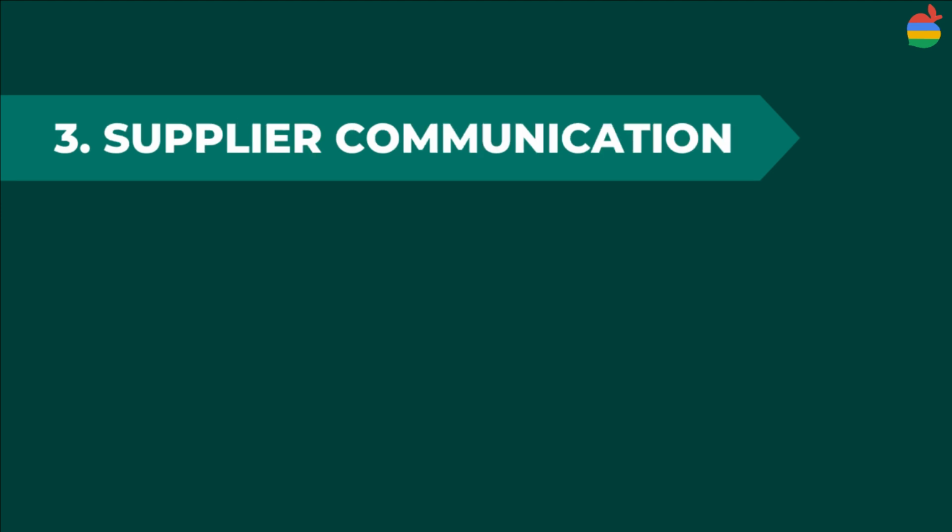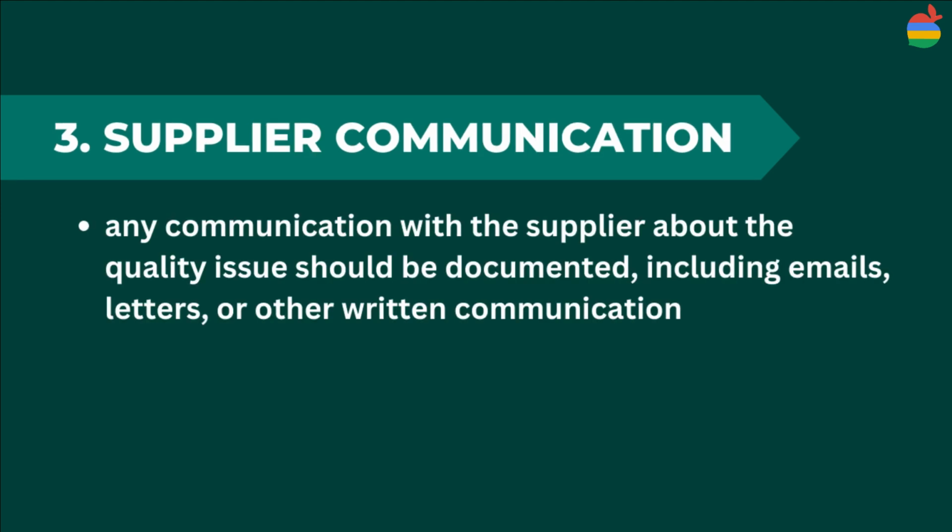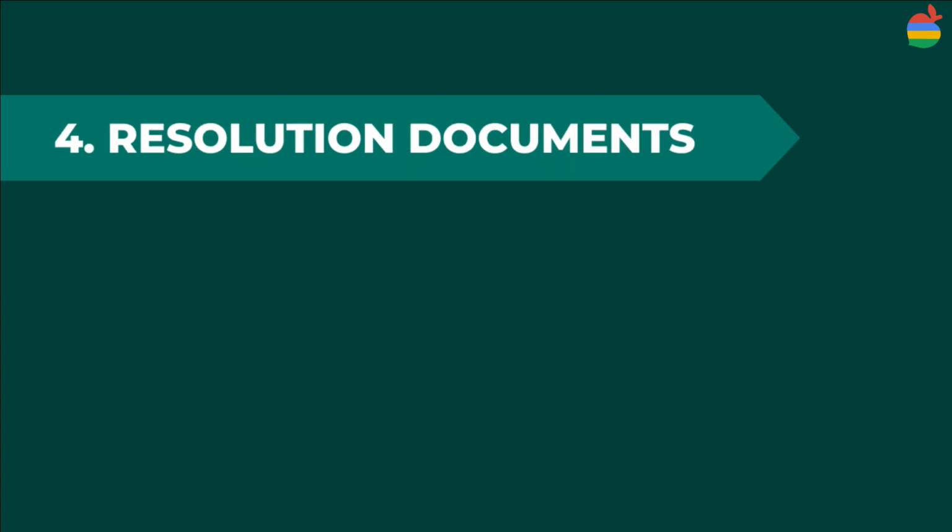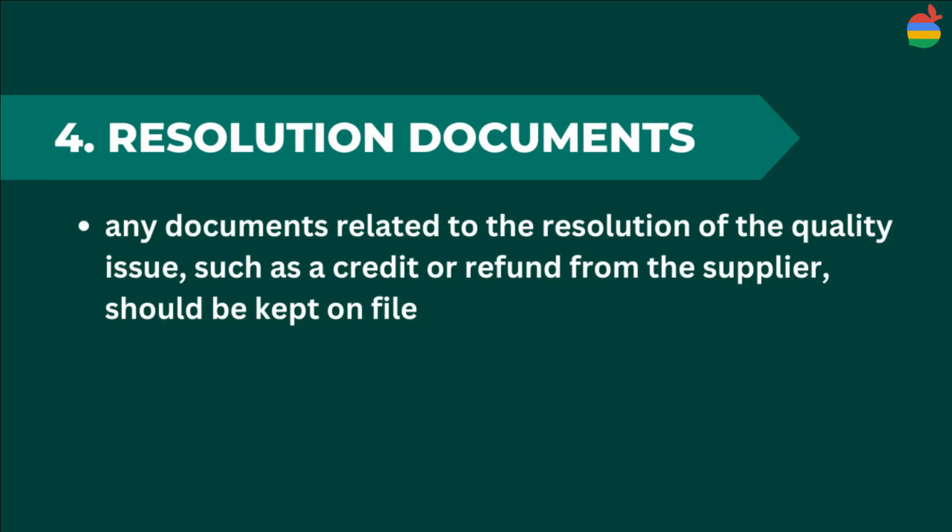Number 3, supplier communications. Any communications with the supplier about the quality issue should be documented, including emails, letters, or other written communications. Number 4, resolution documents. Any documents related to the resolution of the quality issue, such as credits or refunds from the supplier, should be kept on file.